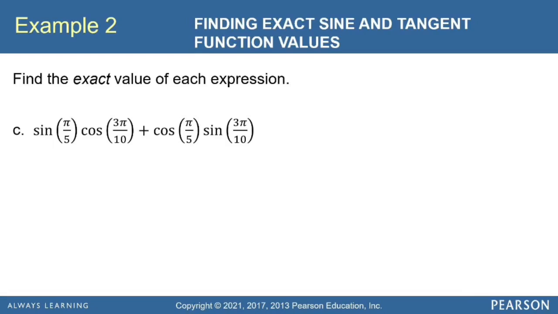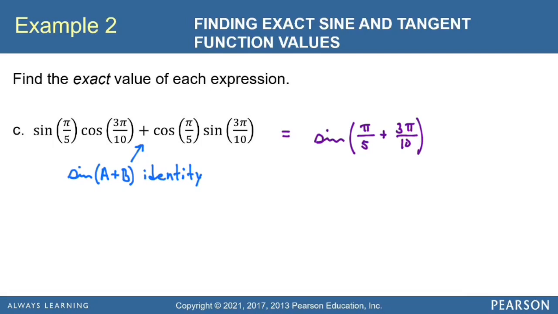And here's part C. Find the exact value of sine of pi over 5 times cosine of 3 pi over 10 plus cosine of pi over 5 times sine of 3 pi over 10. So this looks like the form of one of our sine identities, and it has a plus sign right here, so we know that it's the sine of A plus B identity that they've used. And so we can now write this as the sine of pi over 5 plus 3 pi over 10.